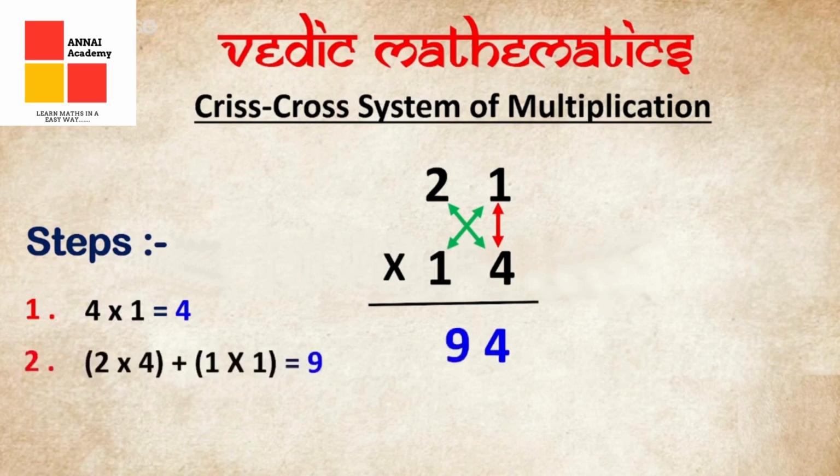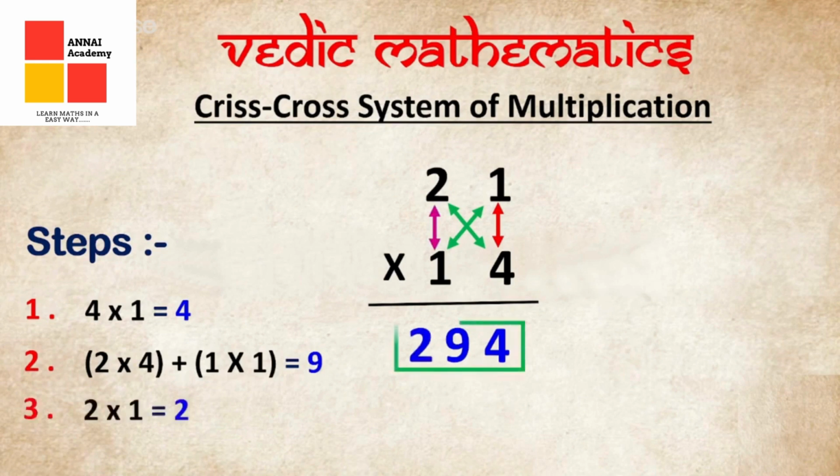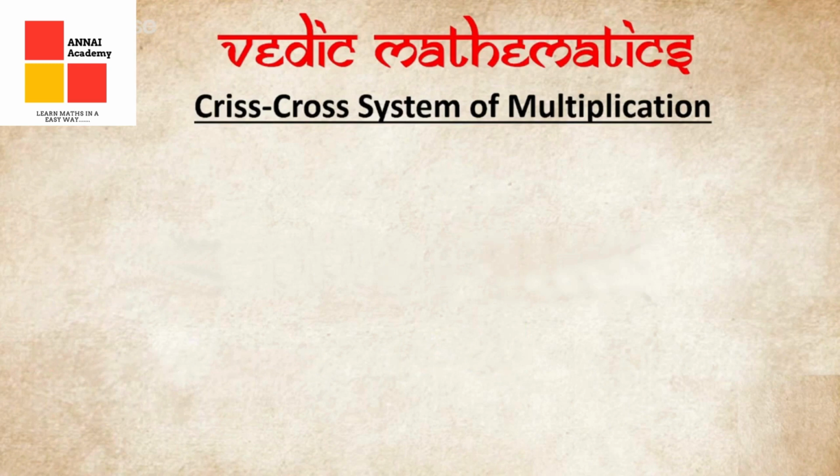As the last step, you have to multiply the tens digit of this number and the tens digit of this number. 2 into 1 is 2. Write 2 in your answer like this. 294. Your answer is ready in front of you. Let's move ahead and see another example.